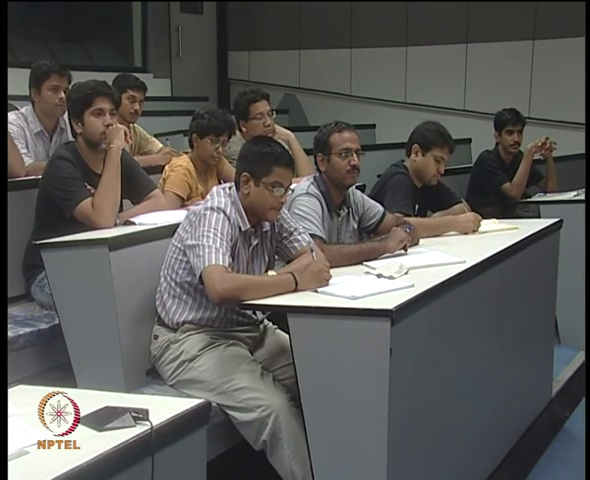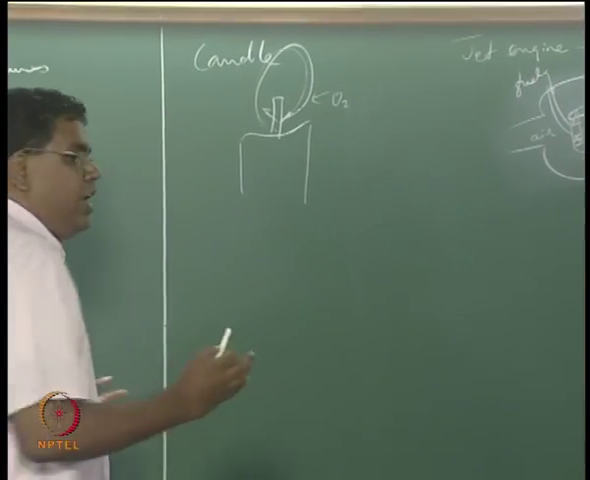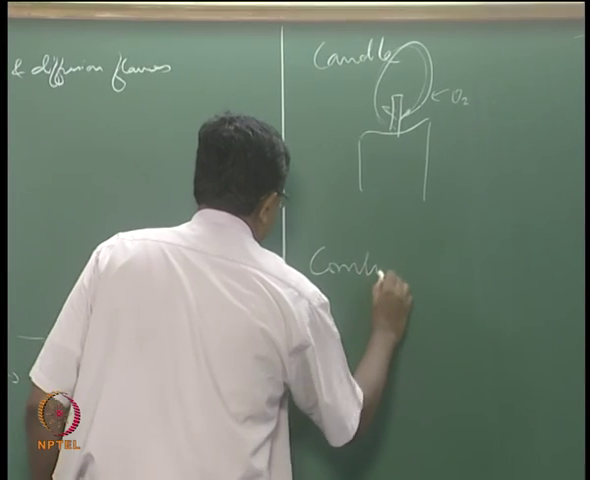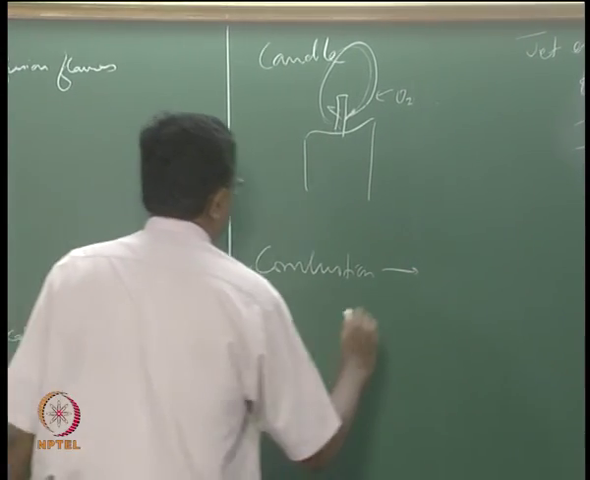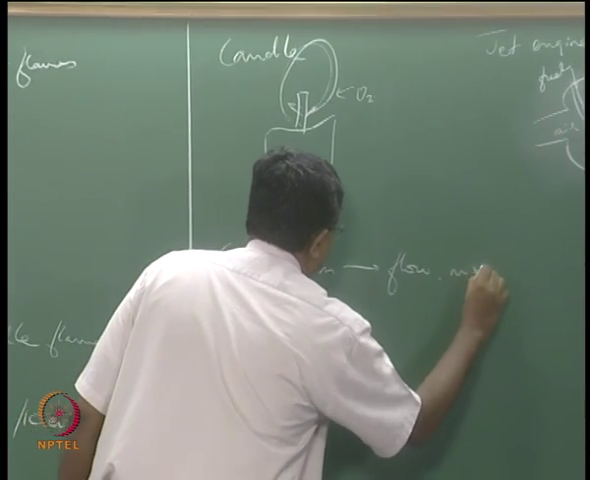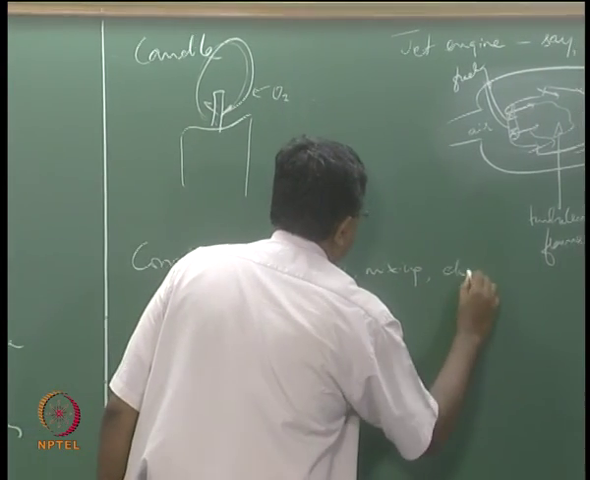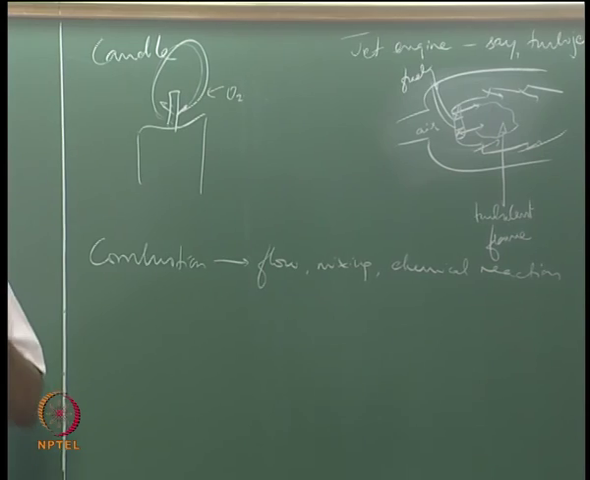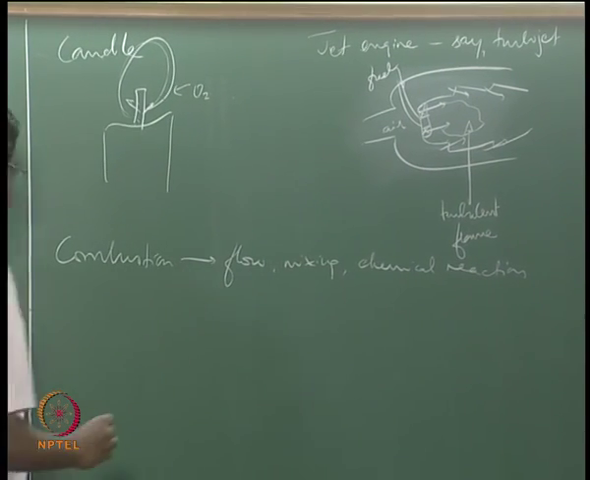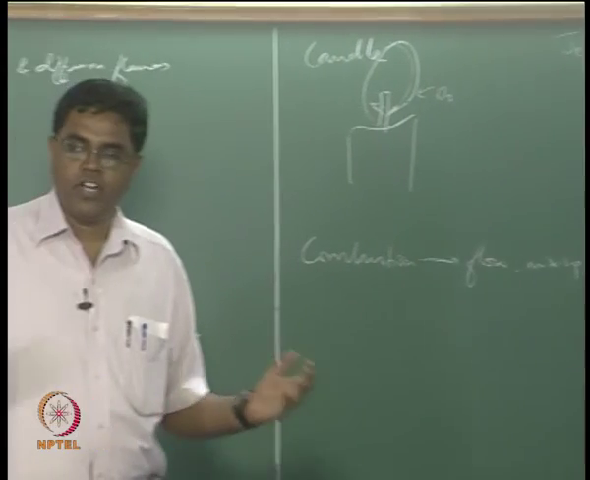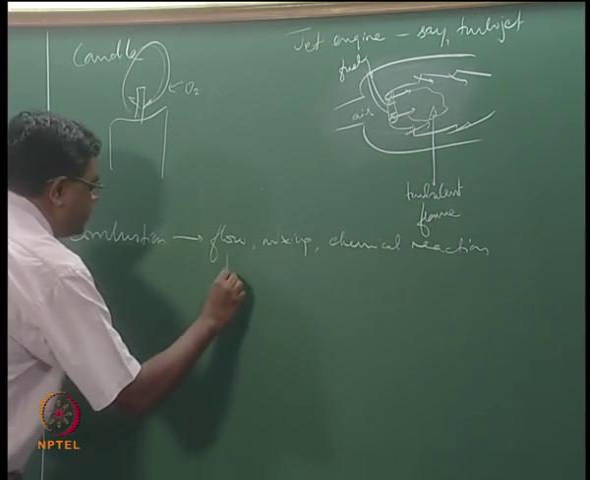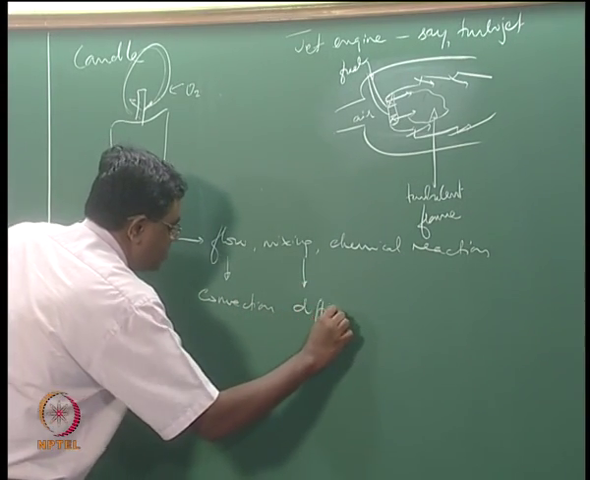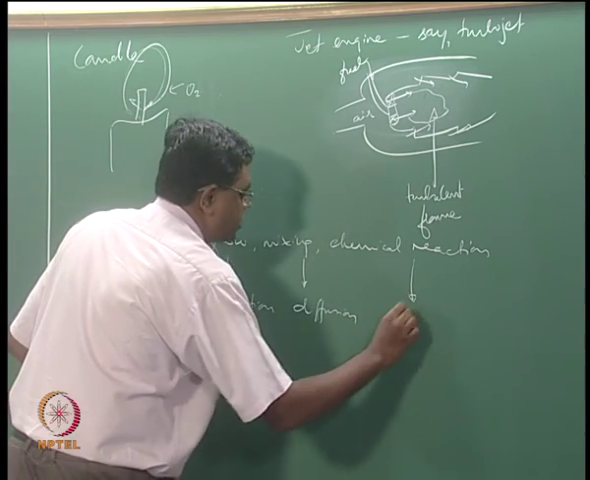So effectively, we are talking about three major things that we should be keeping in our minds when we are looking at combustion. Combustion basically means flow, mixing, and chemical reaction. In a little bit more technically sounding jargon, we could say this is convection, diffusion, and reaction.